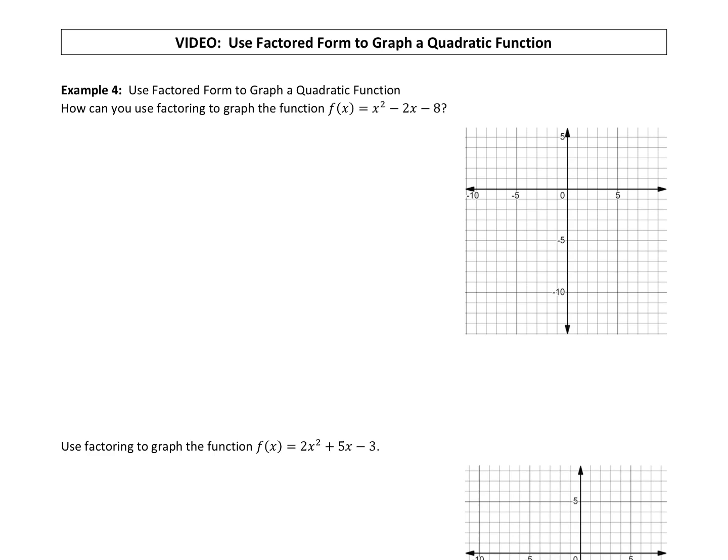All right, so a little bit of change of pace. Let's take a look at how we might graph using factored form. So how can you use factoring to graph the function f of x equals x squared minus 2x minus 8? We're going to write out a few steps on this so that you have something to look back on in your notes. First thing we're going to do is factor the related equation.